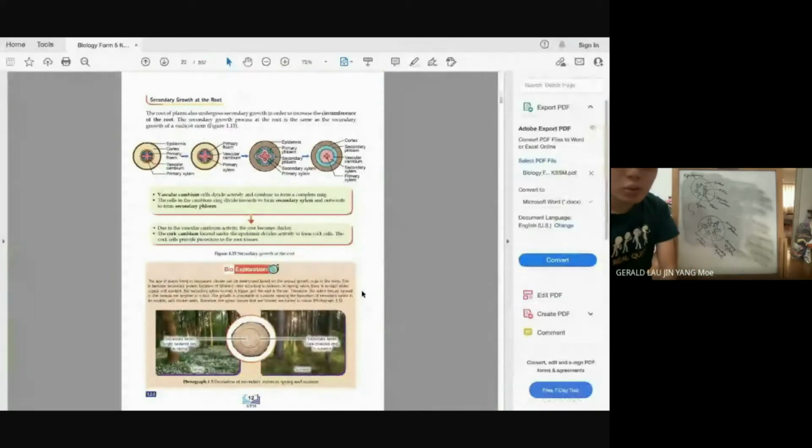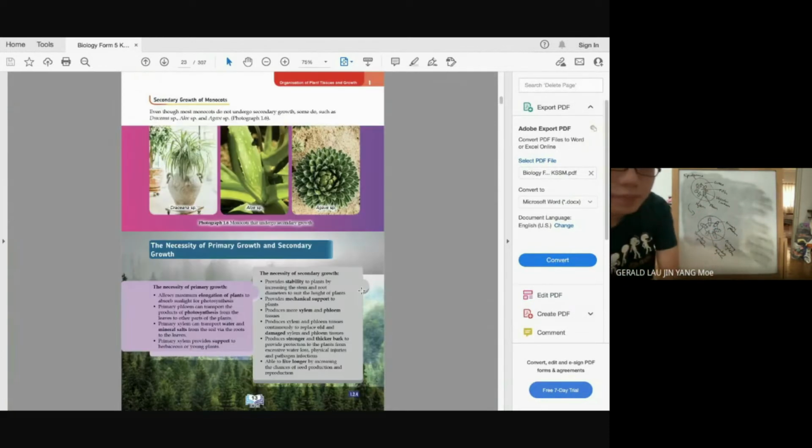So we continue. The same thing applies for the root. You can read through. You'll form cork cells, the same thing. That means you'll form more secondary xylem and phloem. In monocots, even though most monocots do not undergo secondary growth, some do, such as Dracaena species, aloe vera, and agave. Now, we already learned the process of primary growth and secondary growth. Now we need to know the differences and also the necessity.